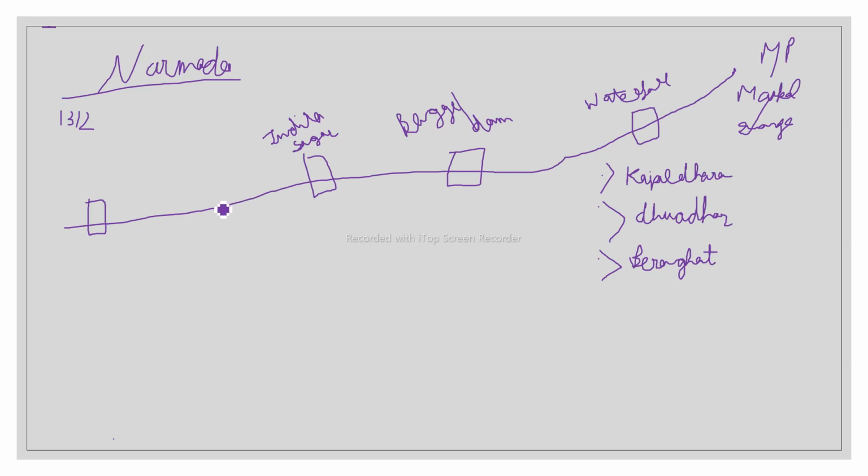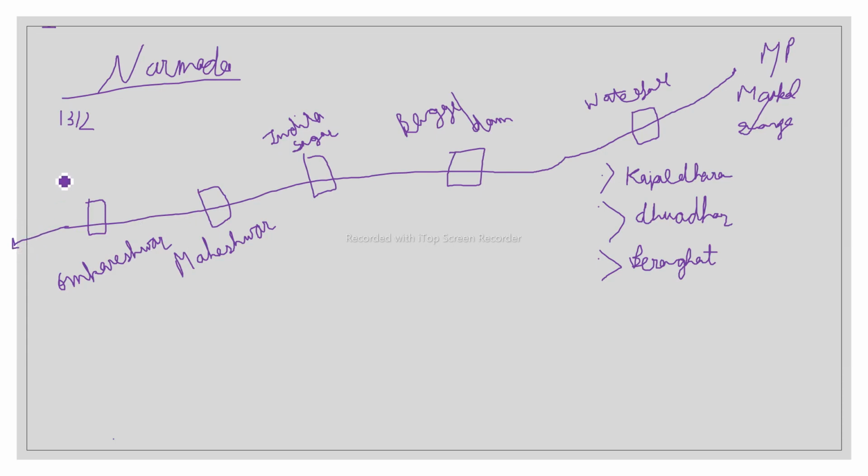Okay. Then we have here another dam. This is known as Maheshwar Dam, and this is a dam that is called Omkareshwar Dam. Okay, last one. And then it is going to end up into Arabian Sea. Okay, so this is the whole course of Narmada, and you should remember these things which I have discussed.